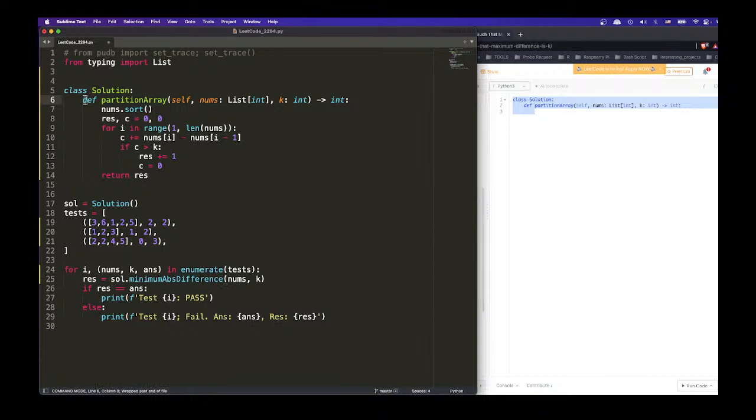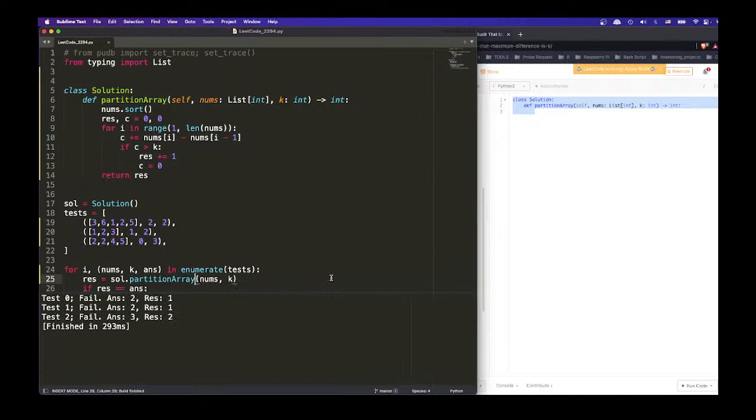Wait, what the heck? Partition array. Oh, what the heck? It ain't right. Of course, because at the end they come out, so we have to add plus 1 for the last one. All right.